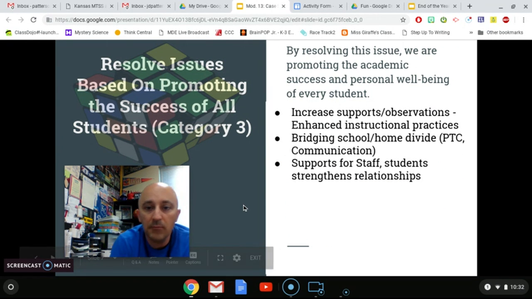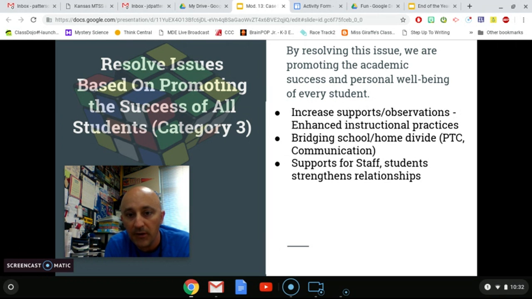Okay, category 3, by resolving this issue, we are promoting the academic success and personal well-being of every student. I said on this slide, by increasing supports and then observations, we're enhancing those instructional practices. The students will have a better ratio working with the para or the teacher in the classroom. The observations will give us time to observe Mrs. Horton's practices and try to give her some feedback to improve her strategies and instructional methods.